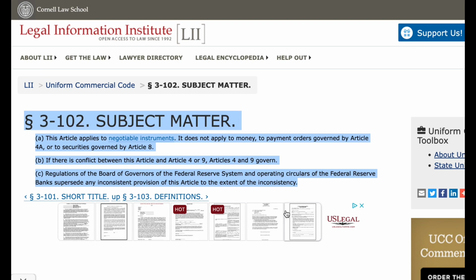Paragraph 3102. Subject matter. A. This article applies to negotiable instruments. It does not apply to money, to payment orders governed by Article 4A, or to securities governed by Article 8. B. If there is conflict between this article and Article 4 or 9, Articles 4 and 9 govern. C. Regulations of the Board of Governors of the Federal Reserve System and operating circulars of the Federal Reserve Bank supersede any inconsistent provision of this article to the extent of the inconsistency.